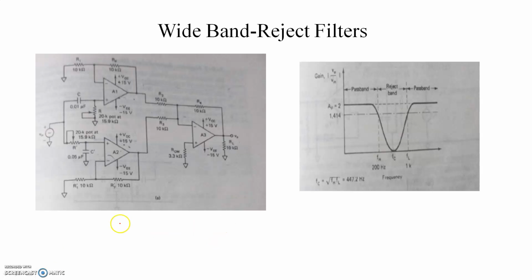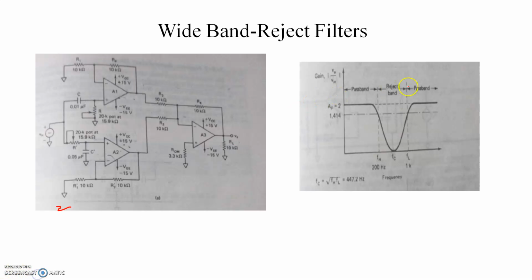From this figure, we can see that this is a low pass filter, and this is a high pass filter section, and its lower cutoff frequency is higher than the upper cutoff frequency of this low pass filter section. These are about wide band reject filters.